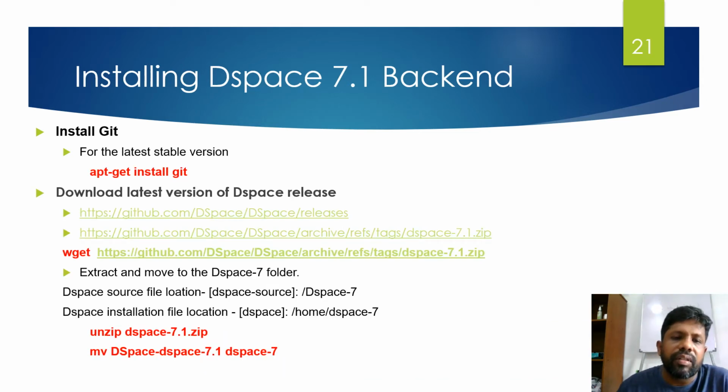Then we need to install Git also. After that, you have to download the new DSpace release and extract it. Here it is very important that you are very clear and careful about what the DSpace source folder is and what the DSpace installation folder is. In my case, under root, dspace 7 is the source folder. Under home, dspace 7 is the installation folder.